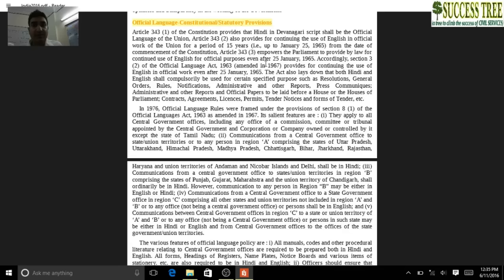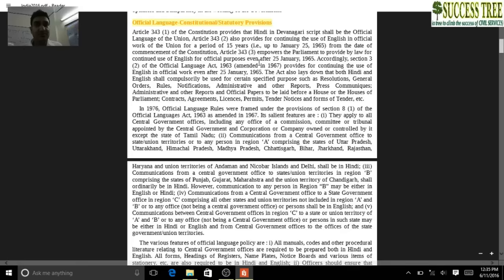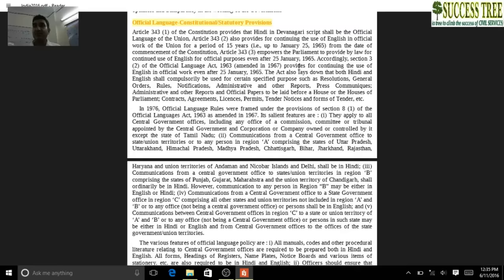Then Parliament enacted the law. Article 343 also empowers Parliament to provide by law for continued use of English for official purpose even after 25th January 1965. So do you see this thing? Until 1965, English was to continue to be used as the official language, but it gave the option to Parliament to continue even after that by enacting an act. So the Parliament enacted a legislation for the continued use of English as an official language.